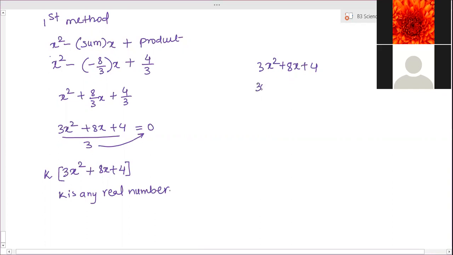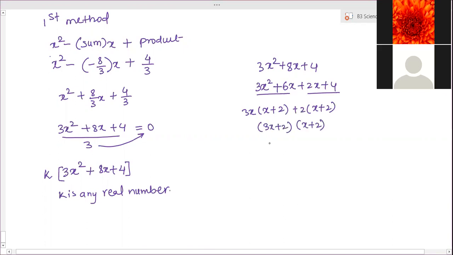So factorizing to find the zeros: 3x square plus, 6 twos are 12, so 6x plus 2x plus 4. 3x into bracket x plus 2, plus 2 into bracket x plus 2. So 3x plus 2 and x plus 2. So x is equal to minus 2/3 or minus 2. So alpha is minus 2/3 and beta is equal to minus 2 you got, right?